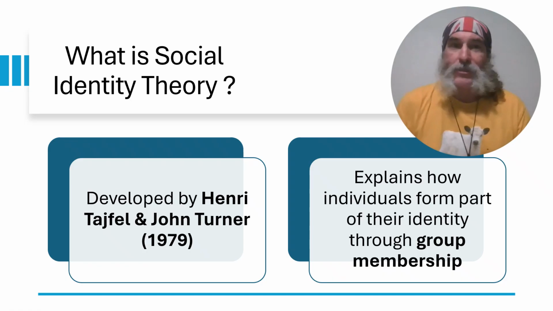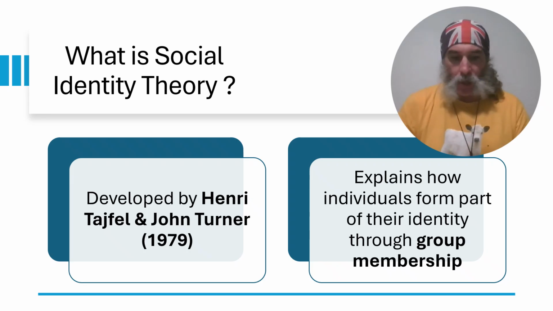But what is social identity theory? Social identity theory was developed by Henri Tajfel and John Turner in 1979. It explains how individuals form part of their identity through group membership. The key idea is people derive part of their self-concept from the social groups they belong to, leading to in-group favoritism and out-group discrimination. And under certain circumstances, this can drive social change.